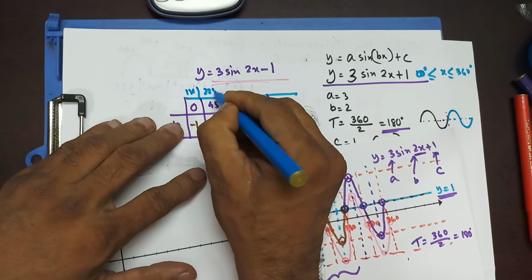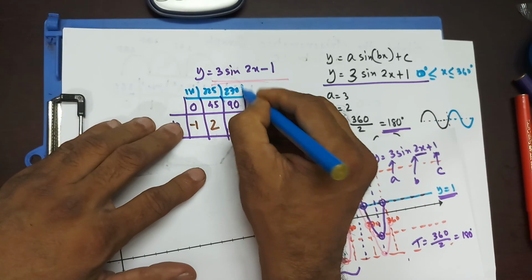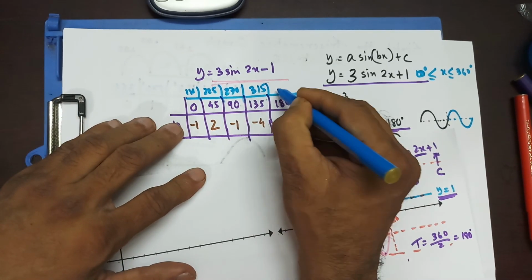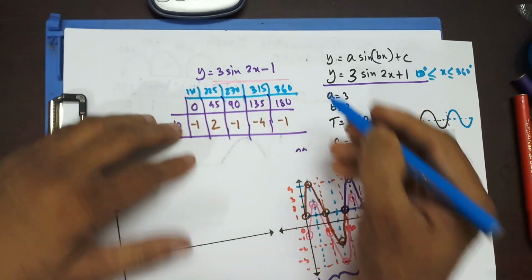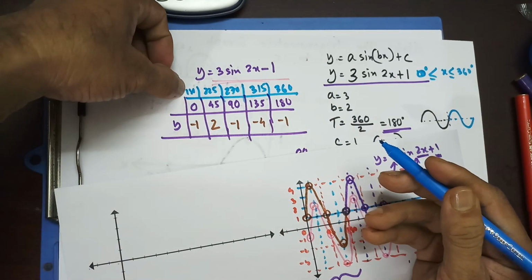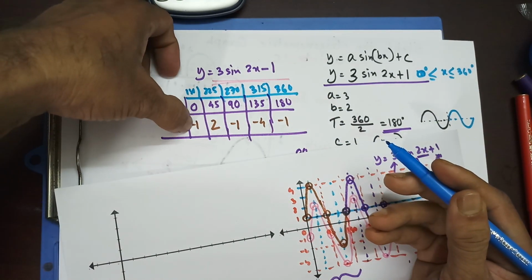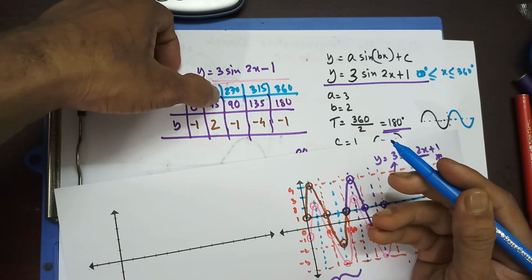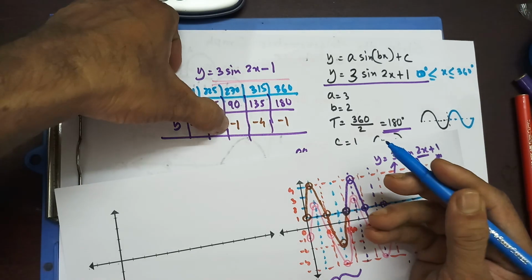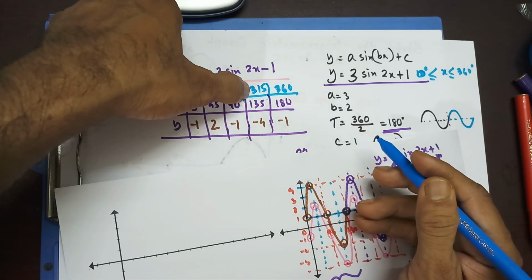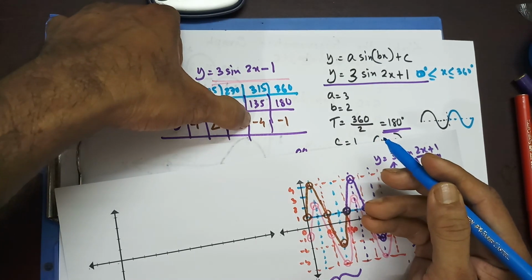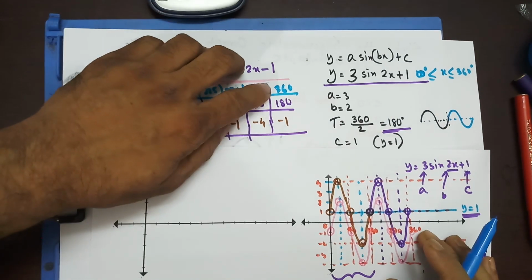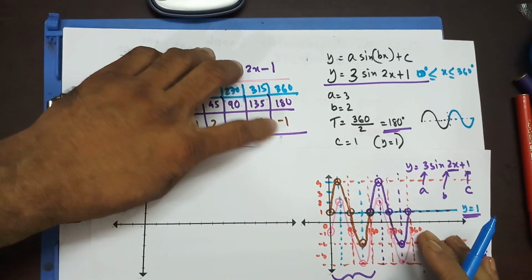If you don't understand this, you can just keep adding: 180, 225, 270, 315 and 360. So 0 and 180 give me -1. 45 and 225 give you 2. 90 and 270 give you -1. 135 and 315 give you the same value, -4. And 180 and 360 give you -1.